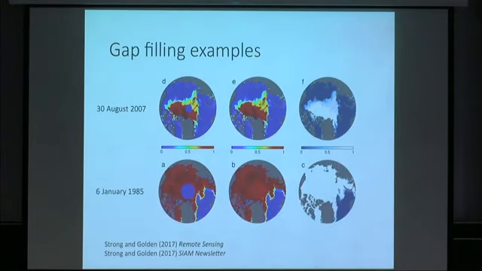And let me show you another example. This is from 6 January 1985. This is that larger polar data gap that we had early in the record. This gap is larger than 600 kilometers. I think it's 611 in radius. So here's the gap fill in the MATLAB jet color scheme, and once again in the NSIDC color scheme. And these are examples that Ken and I presented in Remote Sensing and also in a recent SIAM newsletter.